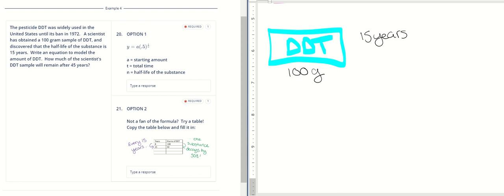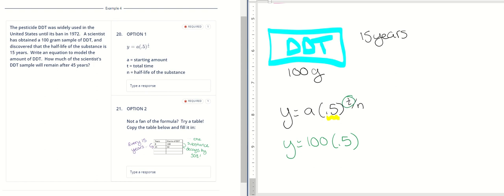And we want to figure out how much DDT there's going to be in 45 years. So let's write an equation. Y equals A times 0.5 to the T over N. And we know 0.5 is always going to be here because half-life is literally the amount of time it takes for something to cut in half. Now, the starting amount of DDT is 100, so we're going to put 100 in the start position.